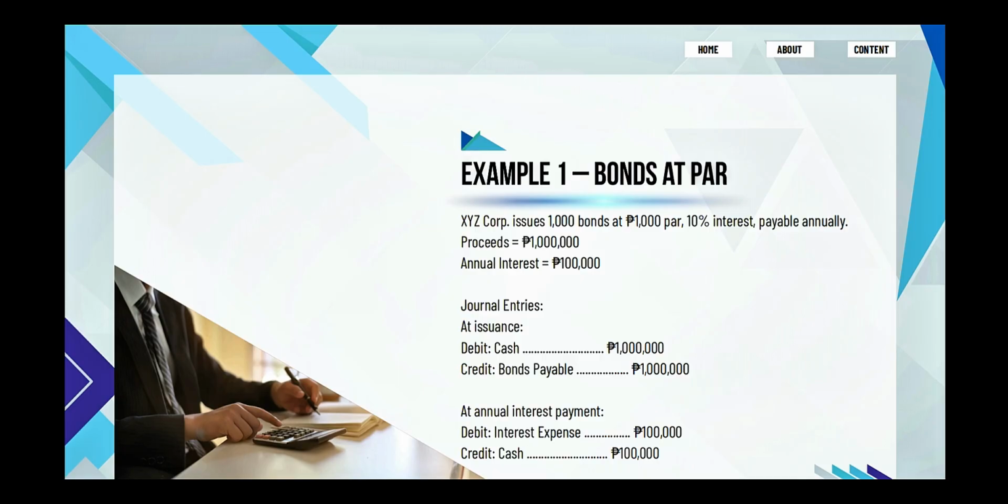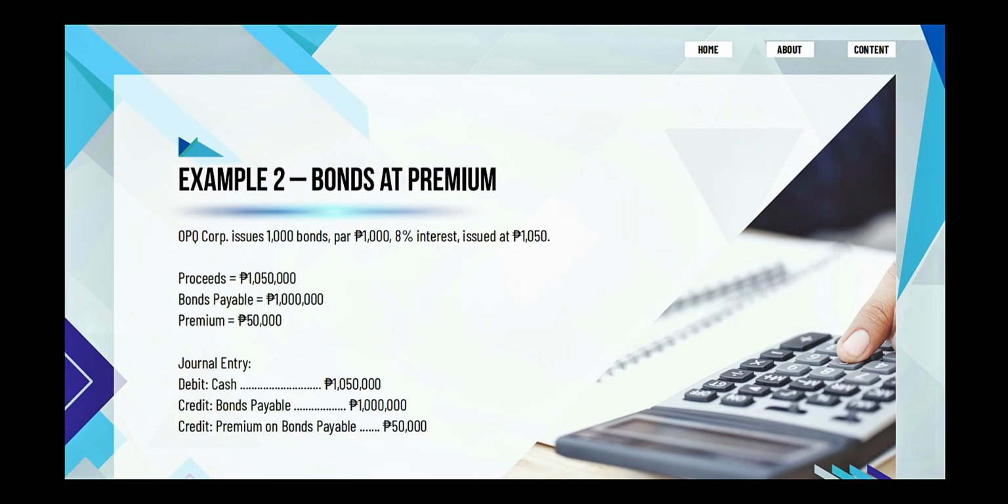Now, don't forget guys, again, bonds at par. Ito ay nangyayari kapag ang bond ay naibenta sa exact na face value niya. Now, let's proceed to example number 2. Now, this is under bonds at premium. Before we proceed to this problem number 2, let me just remind you na itong bonds at premium ay nangyayari kapag mas mataas ang selling price ng bond kaysa sa face value niya.